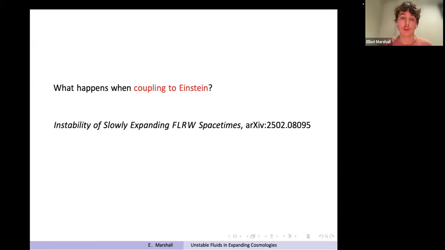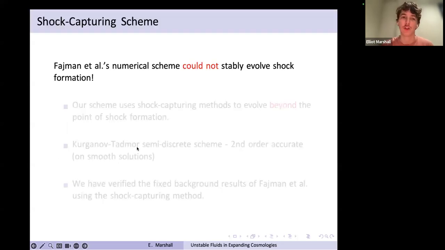Well, what actually happens when you couple to the Einstein equations? So that's what I wanted to look at, perturbations of the decelerated FLRW solution to the Einstein-Euler equations. And the numerical results here are written in a recent paper, which is available on arXiv. And I suppose the title, in some sense, kind of gives away what happens, which is that shocks form. Okay. So now I just want to give a brief rundown of the setup of this problem.